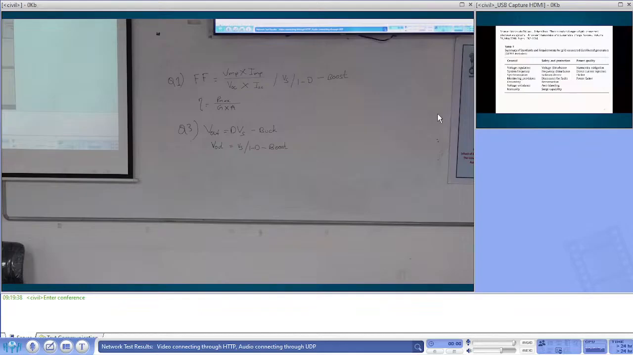Solar irradiation. Irradiation into area. It is mentioned like STC. STC means standard test condition. Standard test, 1000 watts.